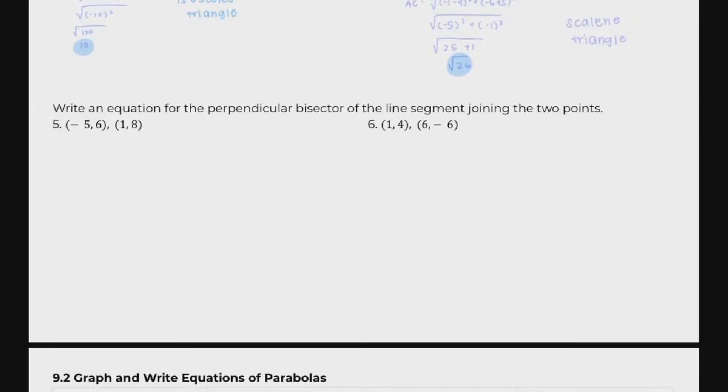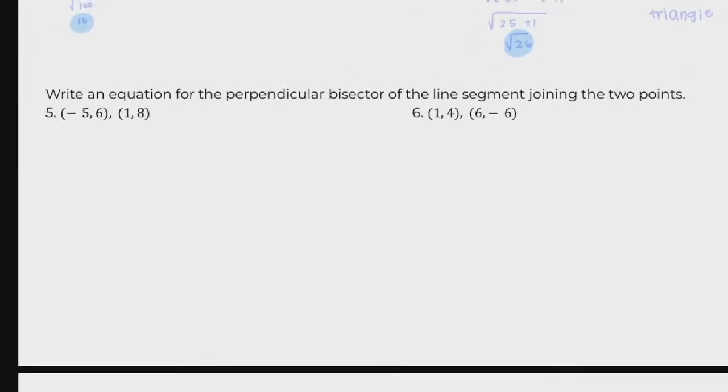Okay, next we want to write an equation for the perpendicular bisector of the line segment joining the 2 points. So perpendicular means it's going to have the negative reciprocal slope, and bisector means it cuts it exactly in half. So that means we have to find the midpoint as well.